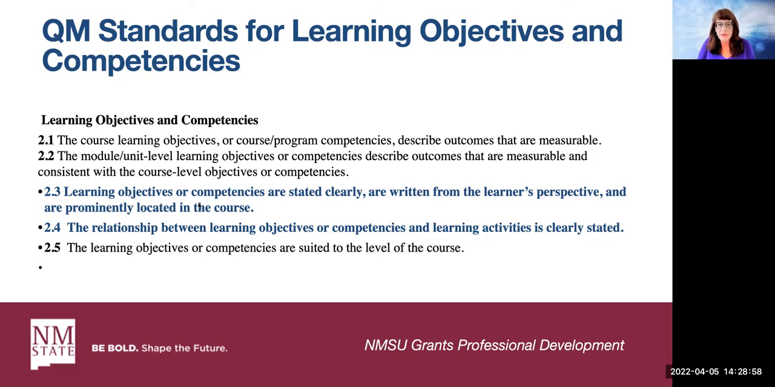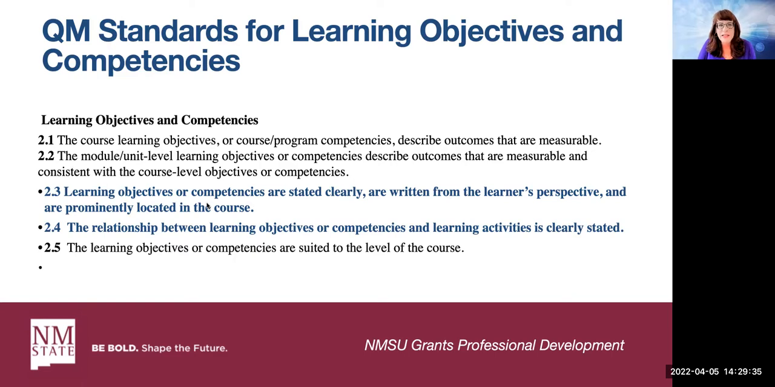2.3, learning objectives or competencies are stated clearly, written from the learner's perspective, and are prominently located in the course. This is something that doesn't happen very often. Instructors don't word the objectives so that the students understand what they are and what it means. So I think it's very important to try to get into a student's perspective and word things in a way that they understand.